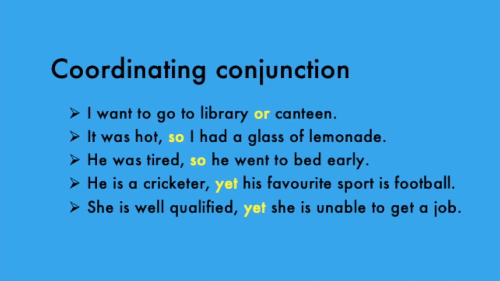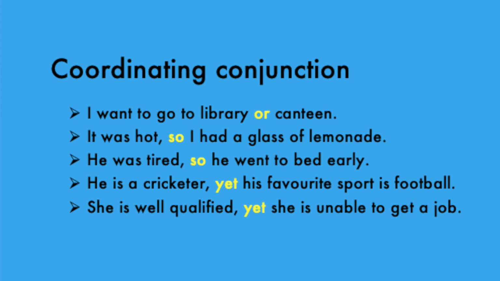See one more sentence. I want to go to the library or canteen. The conjunction or connects 2 nouns, library or canteen. So we don't use a comma. If we have lists of items, we use commas. That is why we put commas after textbooks, notebooks, pens, etc.